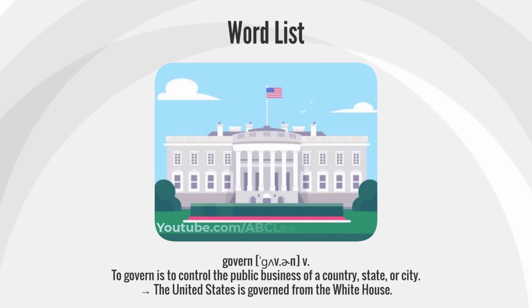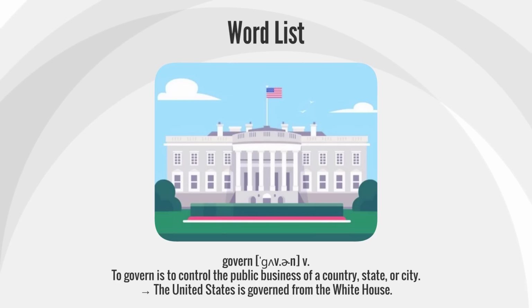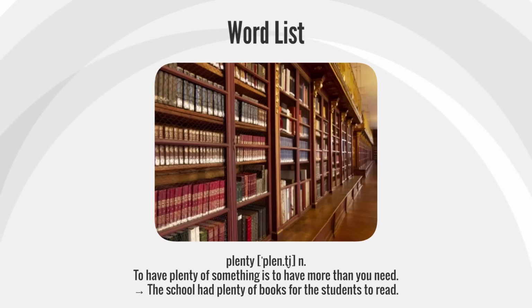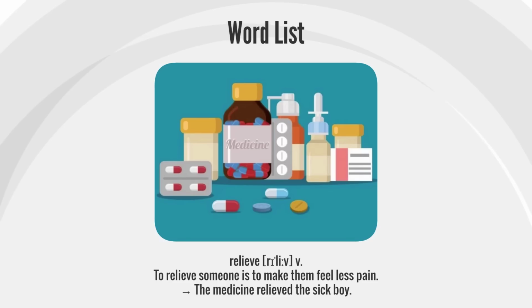Govern. To govern is to control the public business of a country, state, or city. The United States is governed from the White House. Plenty. To have plenty of something is to have more than you need. The school had plenty of books for the students to read. Relieve. To relieve someone is to make them feel less pain. The medicine relieved the sick boy.